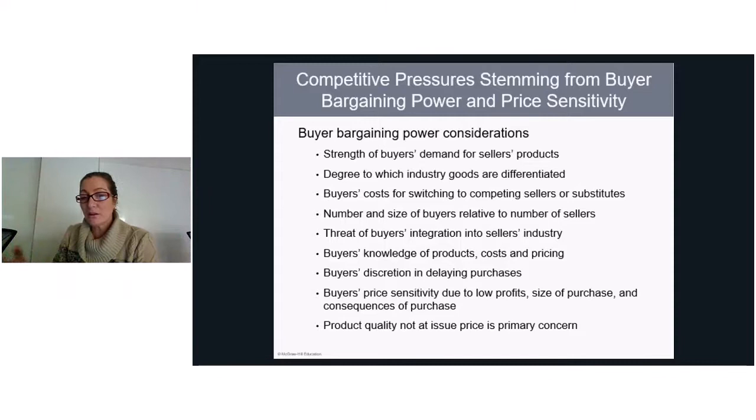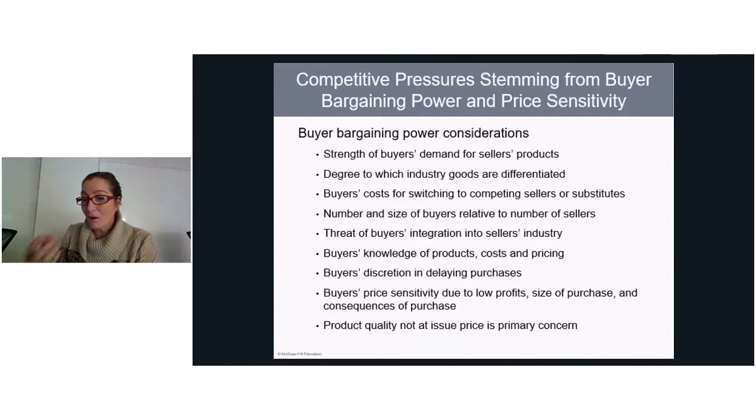We need to look at the threat of buyers' integration. Is there any chance that an organisation will backward integrate into the supplier's industry? What about the buyer's knowledge of the products, costs and pricing? Maybe it's a highly complex product and the buyer is the industry expert on that, not the seller, and therefore the buyer holds the power, not the seller.